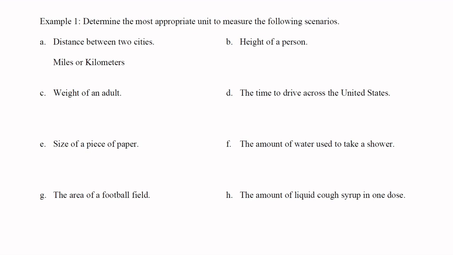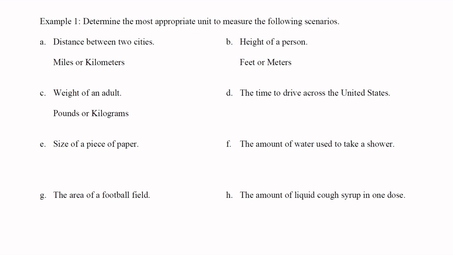For the height of a person, you're going to use probably feet, because a person's 5'6". That's 5 feet 6 inches. Or you may use meters if you're looking at the metric system. For the weight of an adult, you're probably going to be talking pounds or in metric kilograms. The time to drive across the United States.